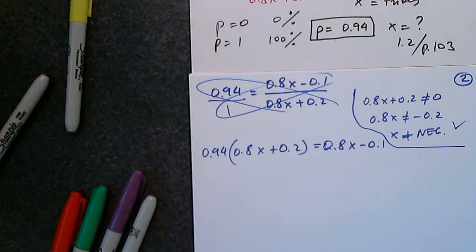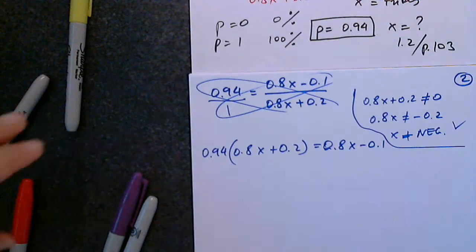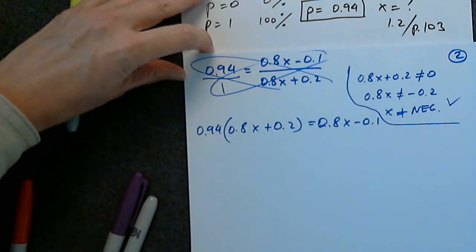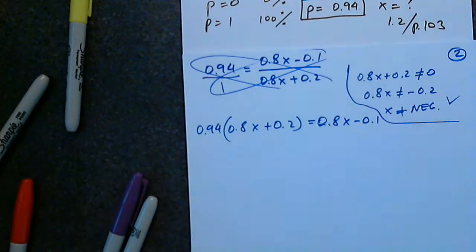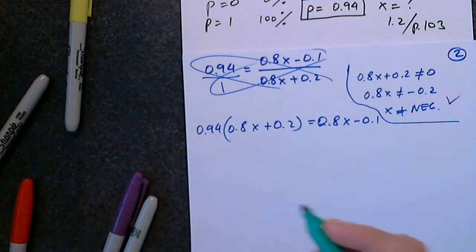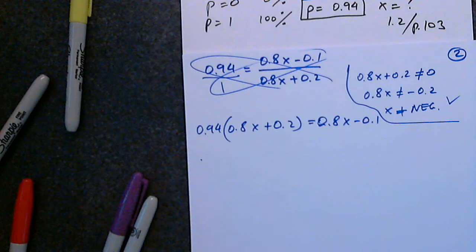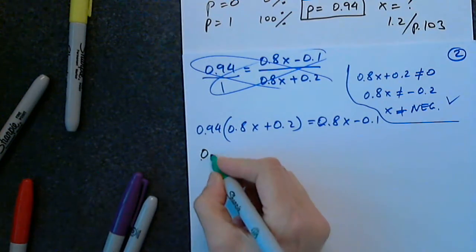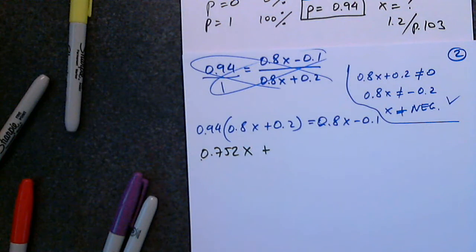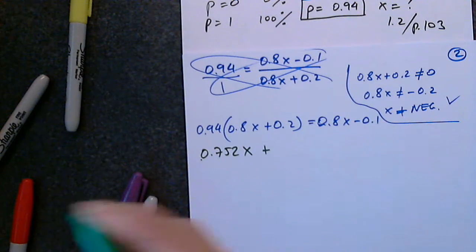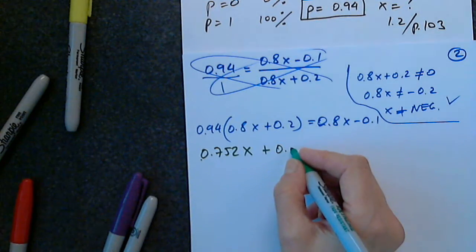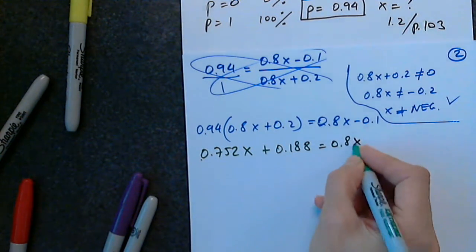Perfect. What now? Should I simplify? I can't just yet. Of course, I have to distribute. So let's multiply 0.94 by 0.8 and see what we get. As you see, I get 0.752. Very good. X plus 0.94 times 0.2, that is 0.188. So 0.188 equals 0.8x minus 0.1.